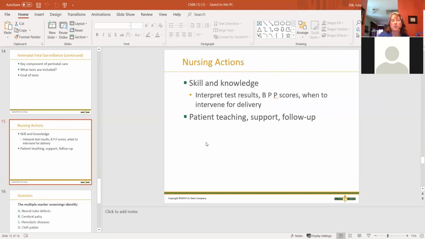All right, so as a nurse, if you worked in OB, you need to have a certain level of skill and knowledge to help interpret these test results, to know, with that biophysical profile we were just talking about, what those scores mean, and know when you're supposed to call someone or say something about that. And then talk about these different tests with your patient and tell them what to expect, and give them support because it's very nerve-wracking for a lot of them.